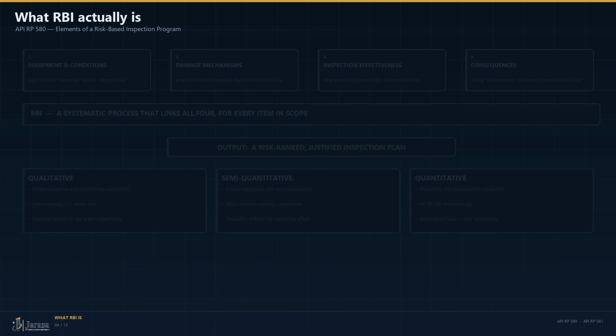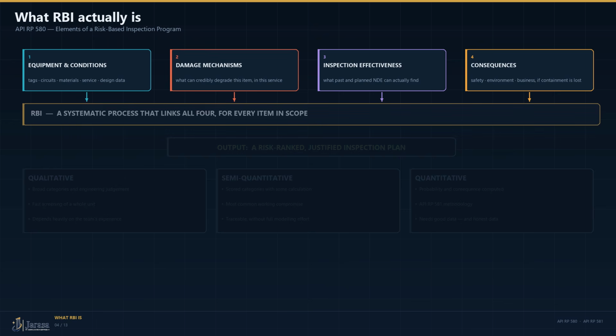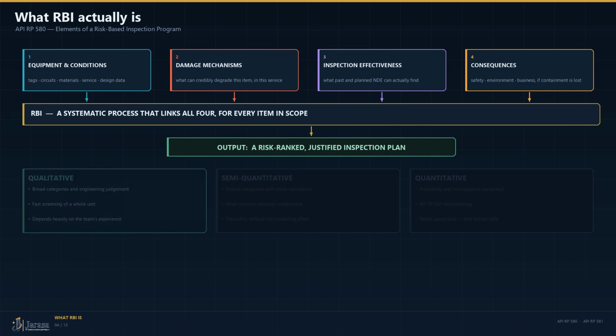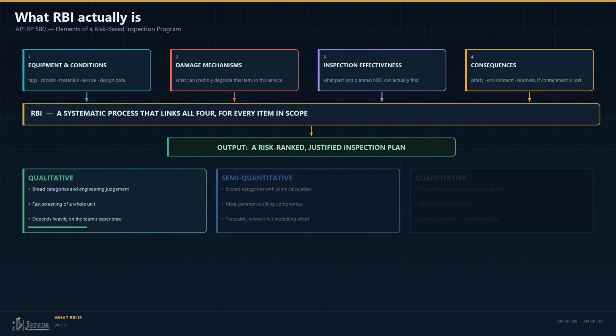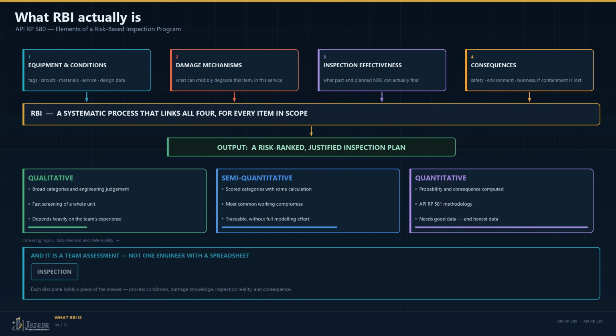So what is RBI? API Recommended Practice 580 sets out the elements of a risk-based inspection program. It is a systematic process linking four things: the equipment and its operating conditions, the credible damage mechanisms acting on it, the effectiveness of the inspection you actually perform, and the safety, environmental and business consequences if containment is lost. It can be run qualitatively, on engineering judgment in broad categories, semi-quantitatively, blending scoring with calculation, or quantitatively, as in API 581, where probability and consequence are computed. And it is a team activity: inspection, materials, process, operations, and HSE, never one engineer with a spreadsheet.